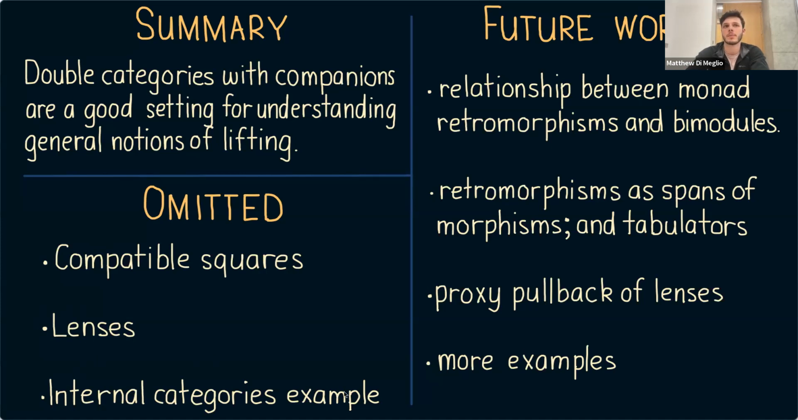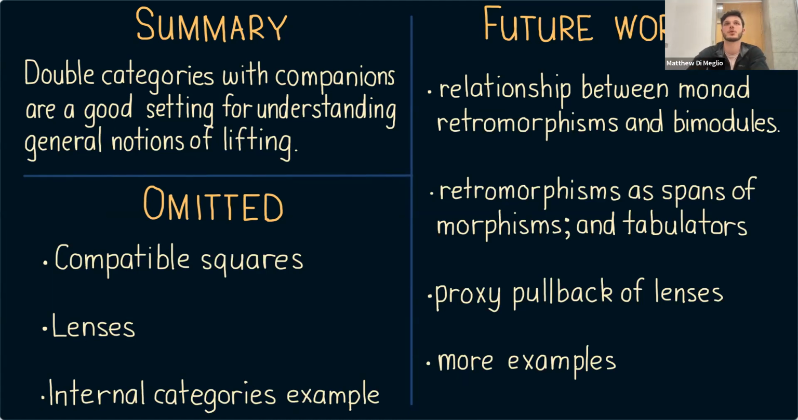What I also didn't talk about is you can play the same game to get internal category theory. If instead of starting with the double category of matrices in V, you start with the double category of spans in a category C with pullbacks. Or if you want to do categories internal to a monoidal category, you could start with the double category of bicomodules in a monoidal category with nice equalizers.